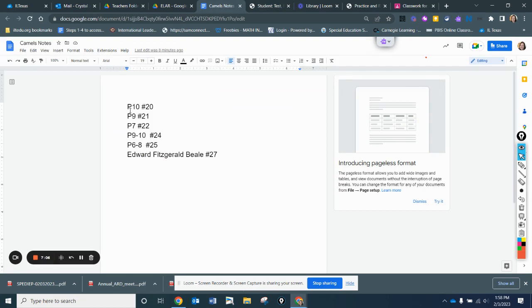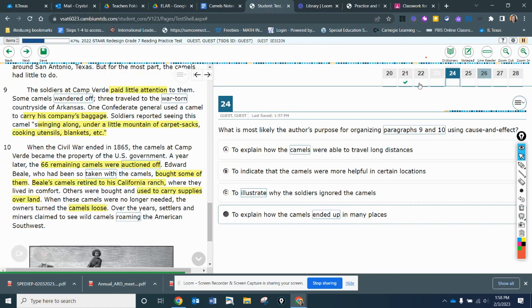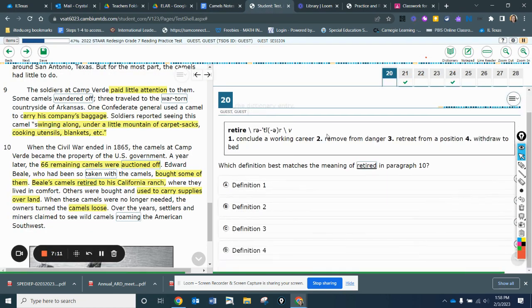Well, let's see. I think I had another paragraph 10, number 20. Let's look at that one. Number 20. Retire. Where was that one? That word, retire. Bill's camels retired to his California ranch. Now, when I have a question like this that gives me four different definitions, all of these definitions are in the dictionary. Retired means conclude a working career. It means remove from danger. It means retreat from a position. It means withdraw to bed. It means all four of those things, but it's only used one way in this.